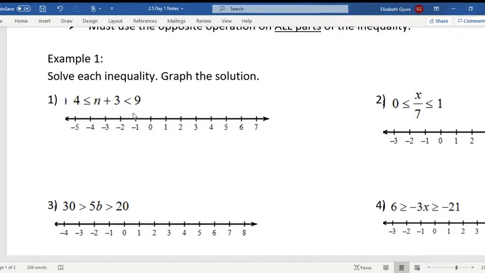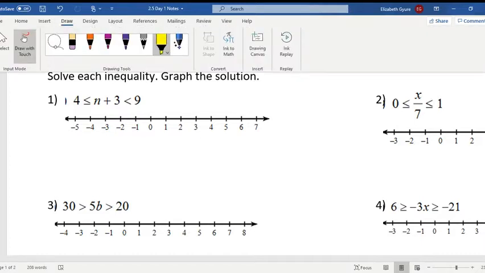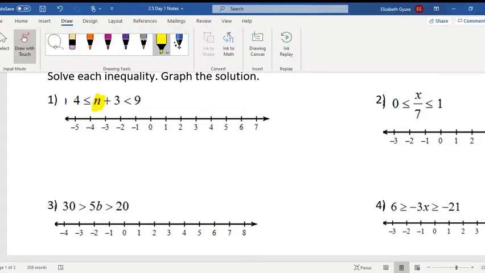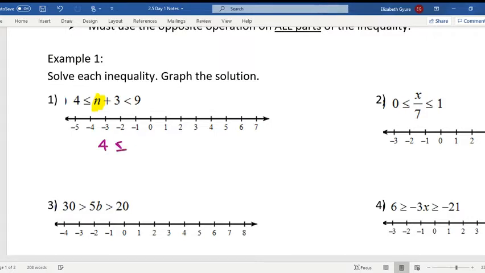Now, if you look at this inequality, it's kind of split up into 3 parts. We have a left side, a middle, and then a right side. If you look at your variable, isn't your variable in that middle portion? Yeah, but we don't want it to have that 3 next to it. We want it to be all by itself in that middle portion. So think just your opposite operations like we did before. Just so we can see this a little bit neater, I'm going to rewrite this down below. So 4 is less than or equal to n plus 3 is less than 9.